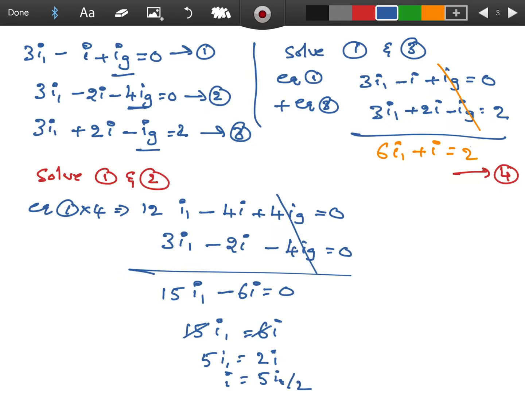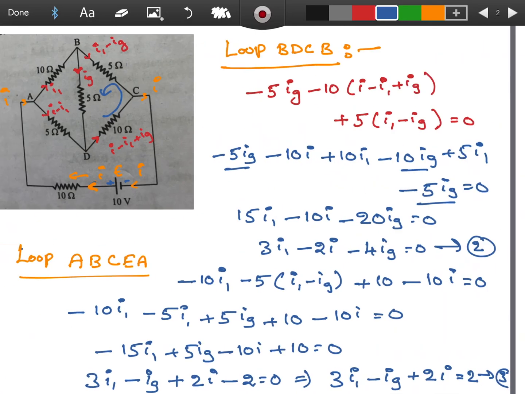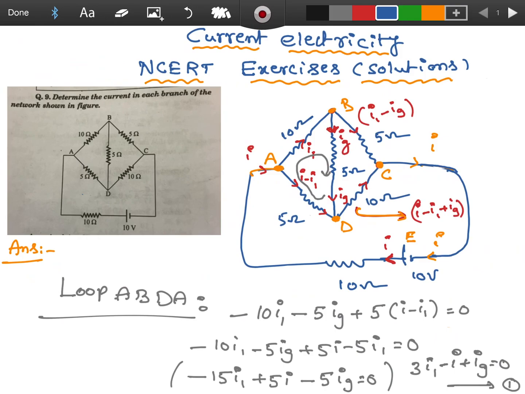You substitute this 5i1 by 2 in equation 5. What is equation 5? 6i1 plus I, that is 5i1 by 2, equal to 2. 6 2s are 12, 12 plus 5, 17i1 by 2 equal to 2. I1 equal to 4 by 17 ampere. This is I1. I1 is the current in the branch AB. Then you calculate I also.